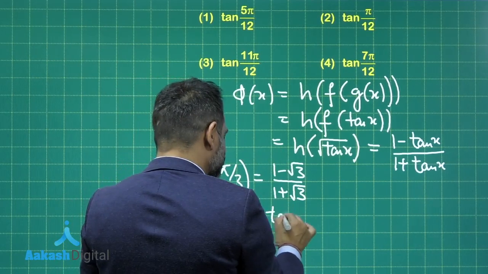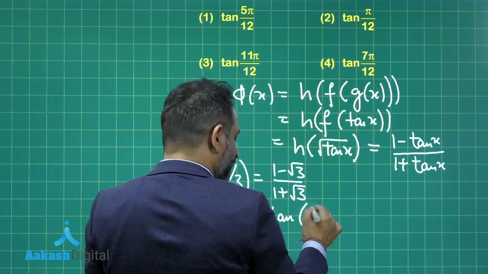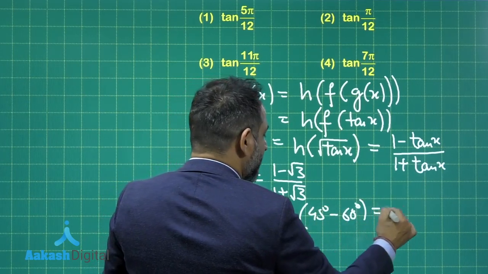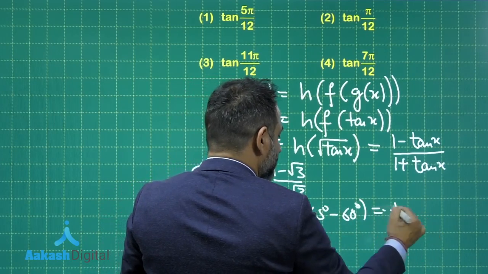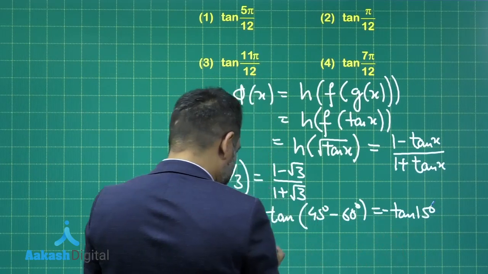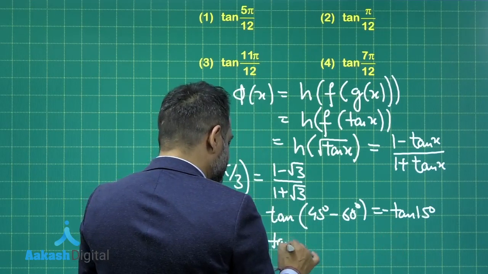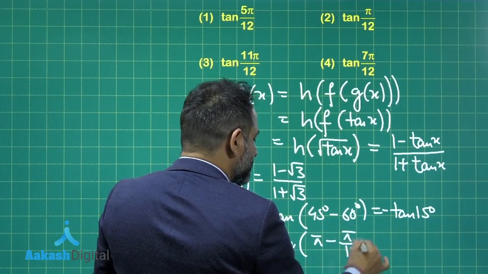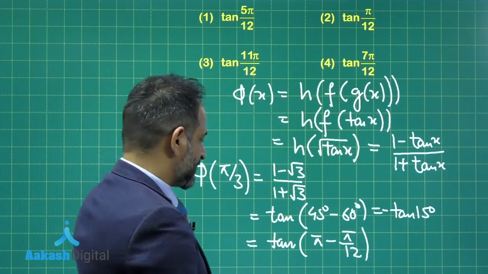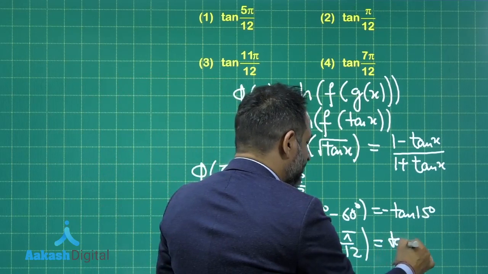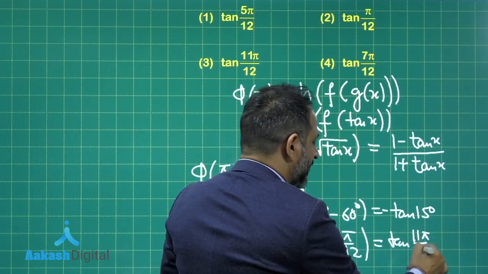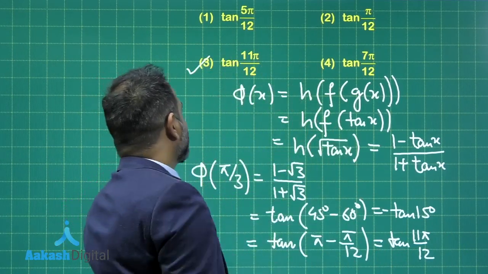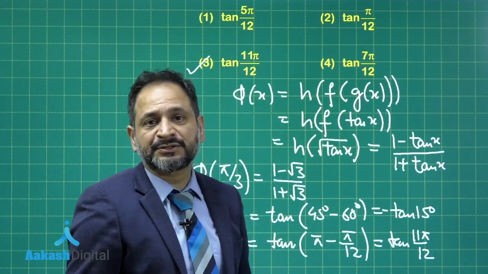You can notice this is tan 45 minus tan 60 upon 1 plus tan 45 tan 60. So this is tan 45 minus 60, which is minus of tan 15 degree. So this can be written as tan of pi minus pi by 12. Pi by 12 is 15 degree. So this is actually equal to tan of 11 pi by 12. So again, looking at the options, you can straight away see that the third is the correct option.